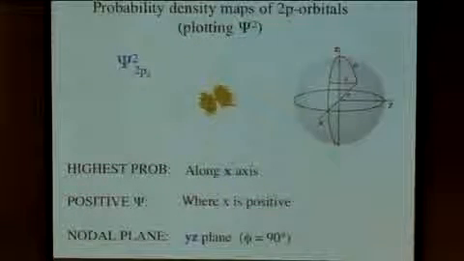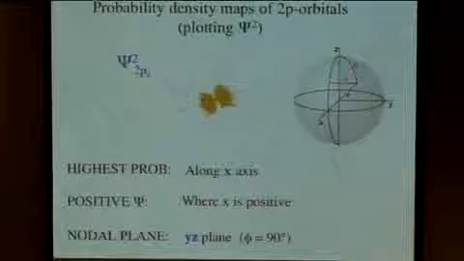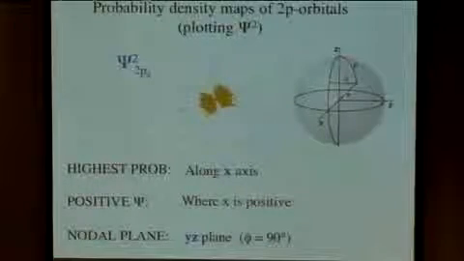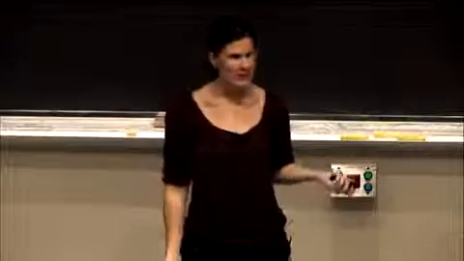So it's going to be the YZ nodal plane, or in other words, we can say it's any place where phi is equal to 90 degrees. So you can see if you take phi and you move it over 90 degrees, we're right here in the YZ plane. Anywhere where that's the case, we're going to have no probability density of finding an electron.